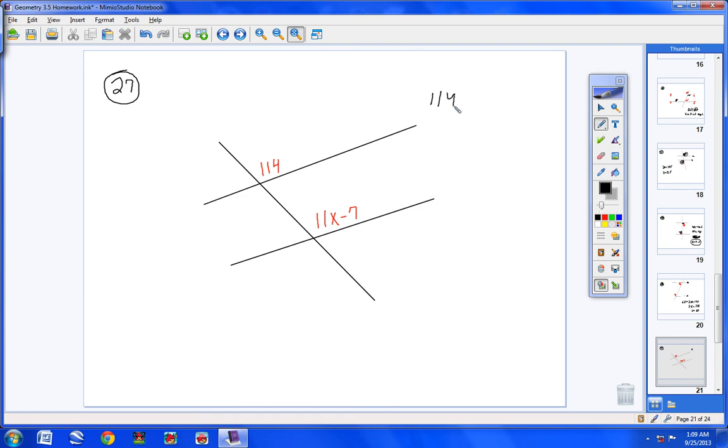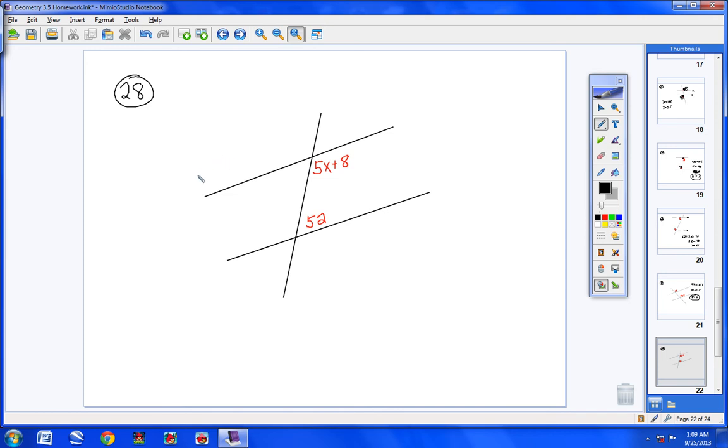So you're welcome to state that 114 equals 11x minus 7. Add 7 to both sides, and you get 121 equals 11x. And now divide both sides by 11, and you should get 11 equals x for number 27, 11.